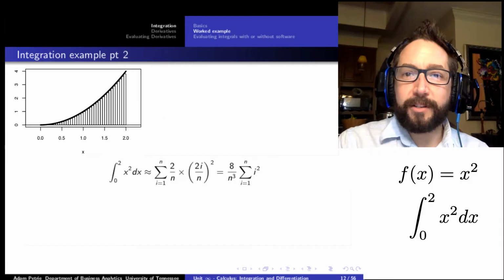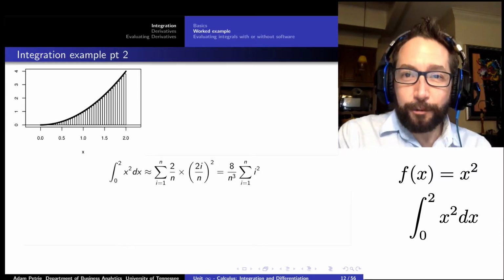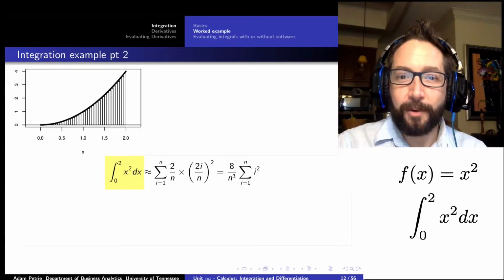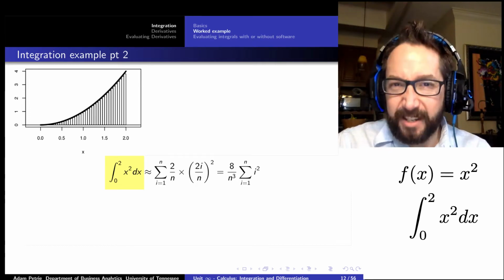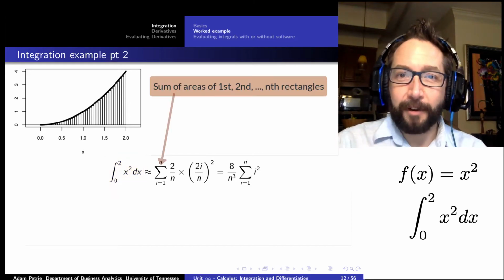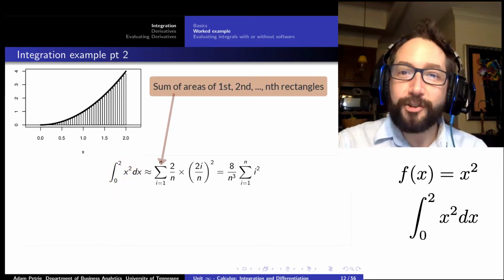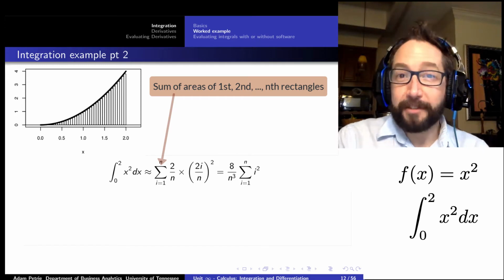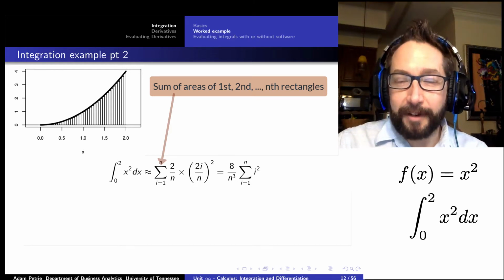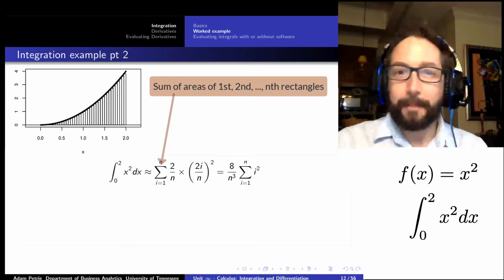Well, what I'm going to do is to write out my integral formula for this area, the integral from 0 up to 2 of the function x squared dx. I'm going to write that approximately as the sum of the areas of all these rectangles, and I'm going to use summation notation to do this. So I have a total of n rectangles, so for i equals 1 to n, let's go ahead and figure out the area of rectangle i, and then sum them all together.